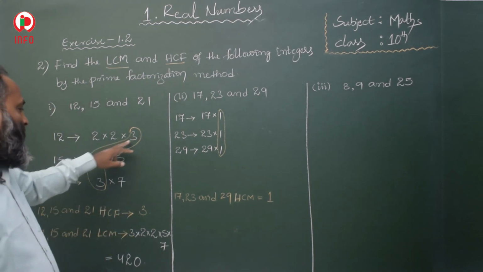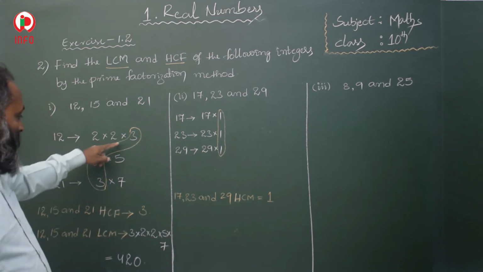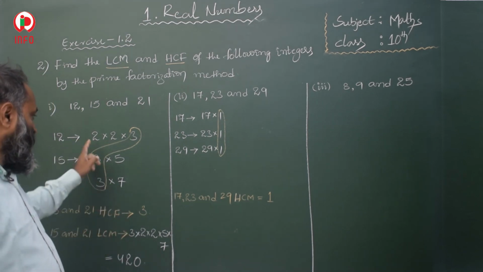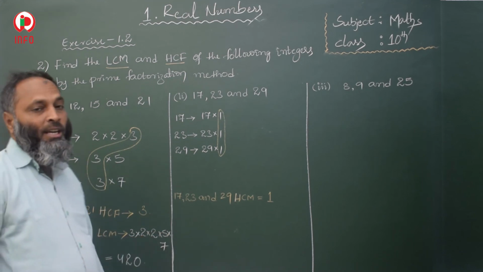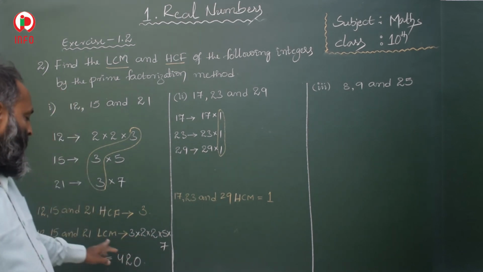HCF means whatever is common in all the 3, that we have to write. And in LCM, whatever is common we write once, and the rest of the numbers we should take in multiplication form and find the product. So that is your LCM.